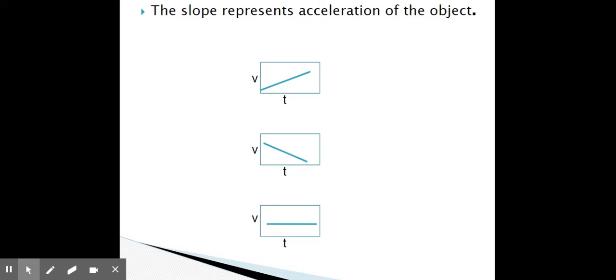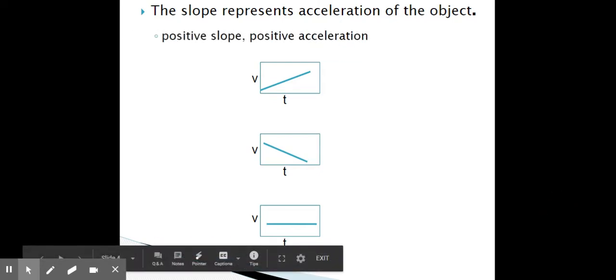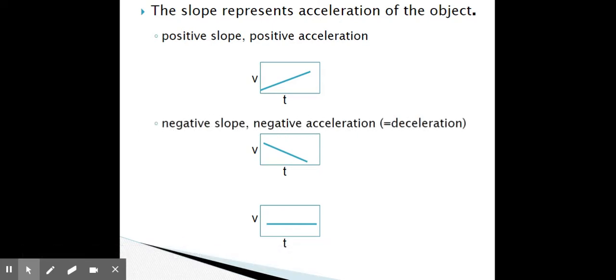Again, it's very important when you're looking at these graphs that you notice whether or not your y-axis is distance, because that would be a speed graph or velocity graph, or if your y-axis is velocity, because in that case, it's going to be acceleration. Okay? So if we have a positive slope, we have positive acceleration, meaning we are speeding up. If we have a negative slope, we have negative acceleration, which is often called deceleration. At this point, we are slowing down. And then if we have a flat line, we have no acceleration.